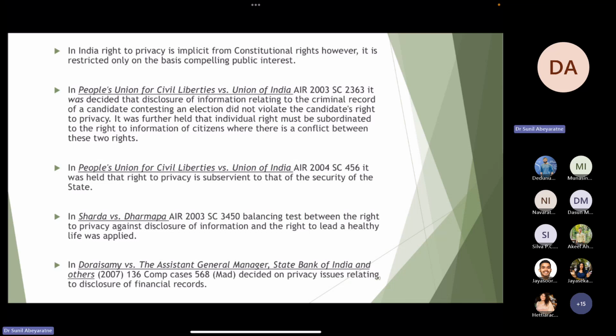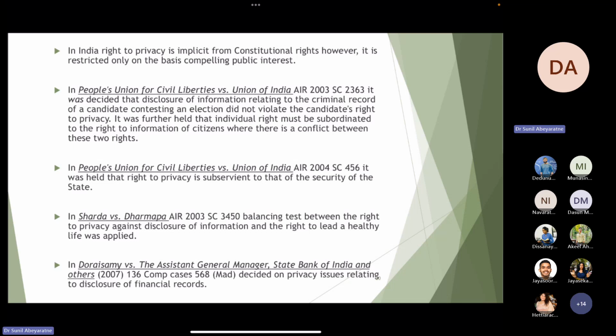In People's Union for Civil Liberties versus Union of India case, it was held that the right to privacy is subservient to that of the security of the state. In Sharda versus Dharmapal case, a balancing test between the right to privacy against disclosure of information and the right to lead a healthy life was applied.